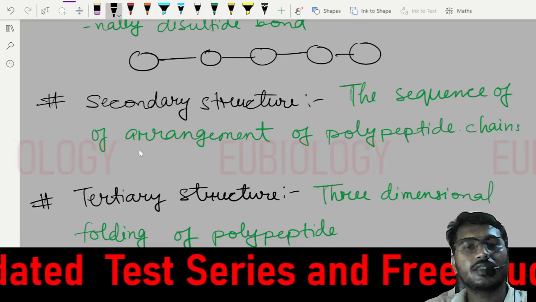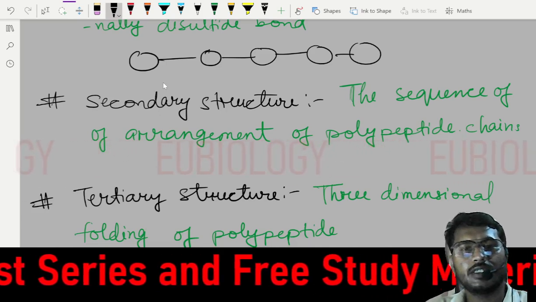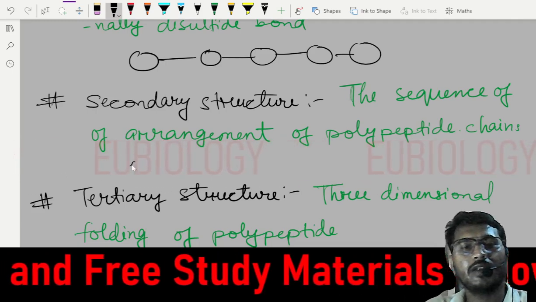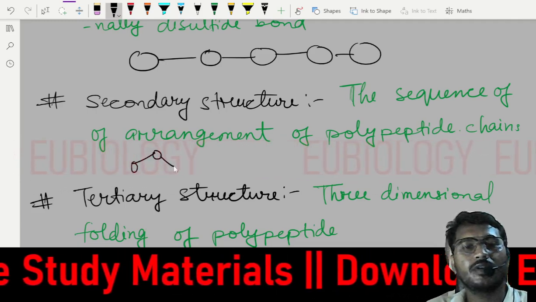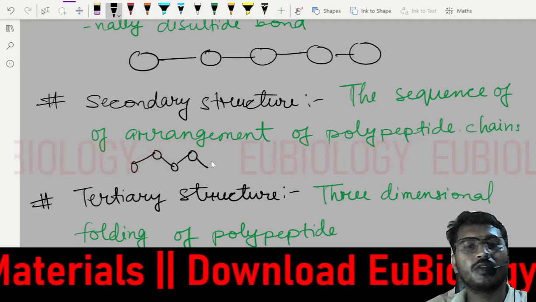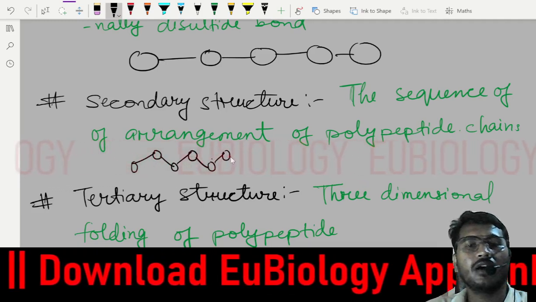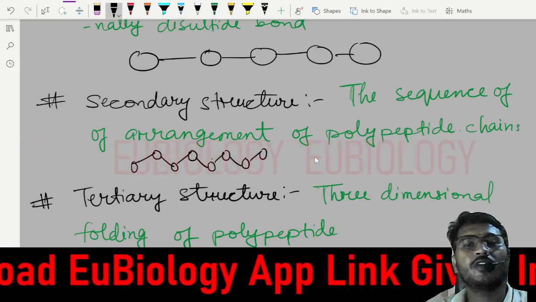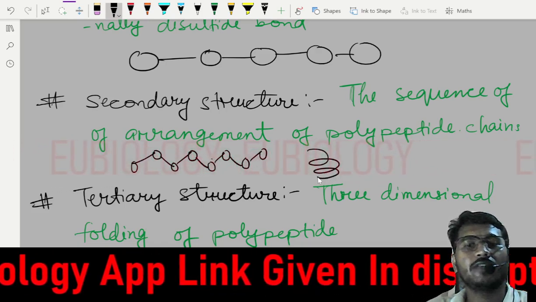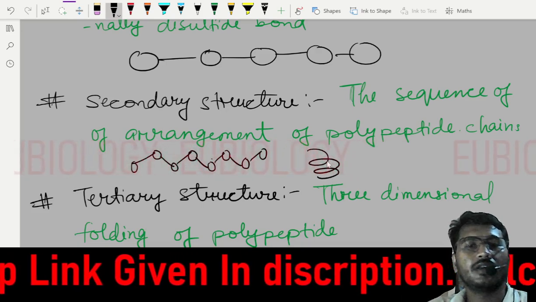So now these amino acids are in one simple chain. Now what will happen? It will follow this type of arrangement, and then it will form a beta sheet. Or what if it follows this type of arrangement? Then it will form an alpha helix.